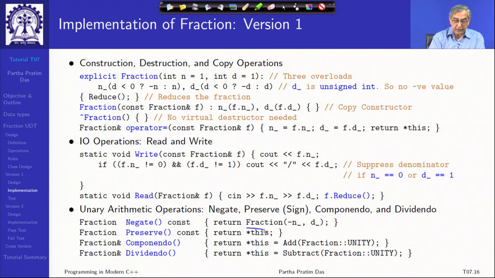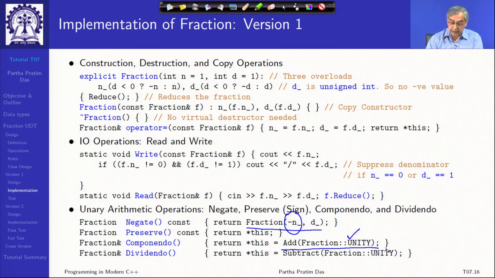coming to negate, you just have to flip the sign of the numerator. In componendo, you have to just add 1, you already now can see why we had this static constant fraction.